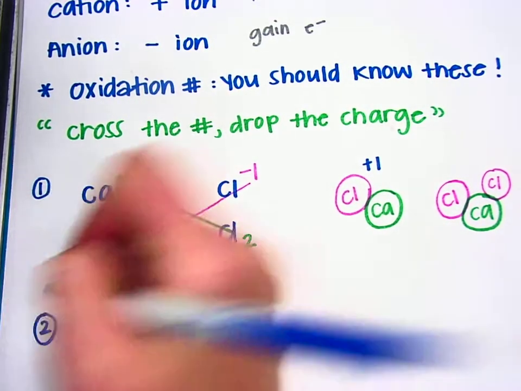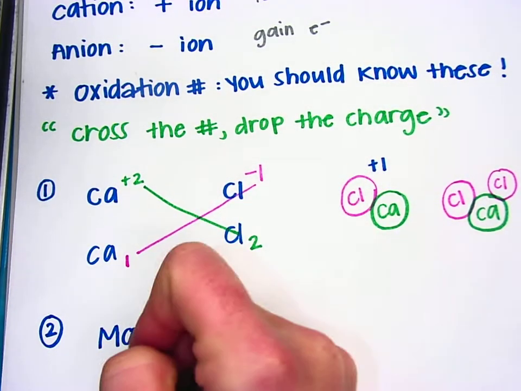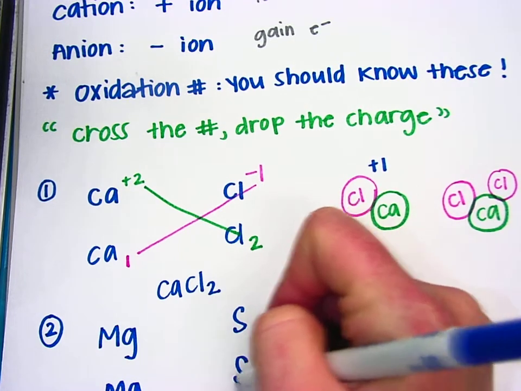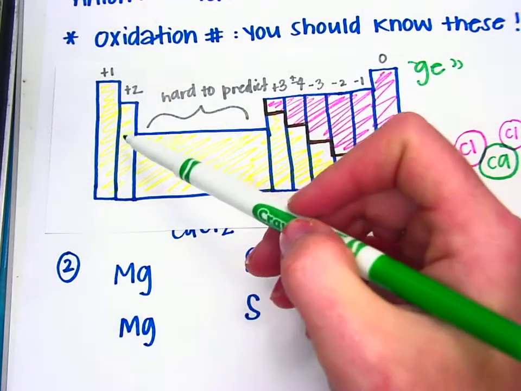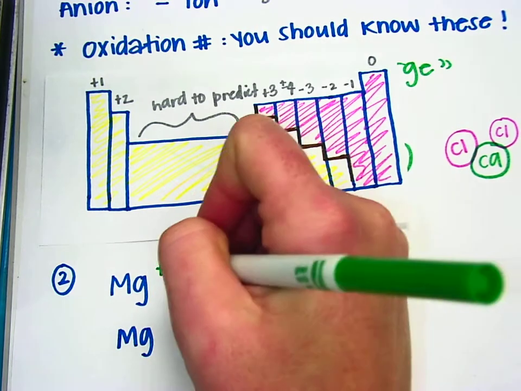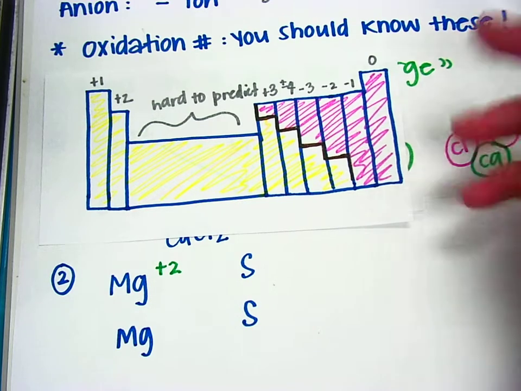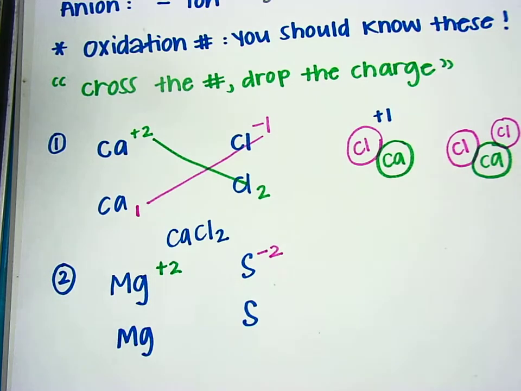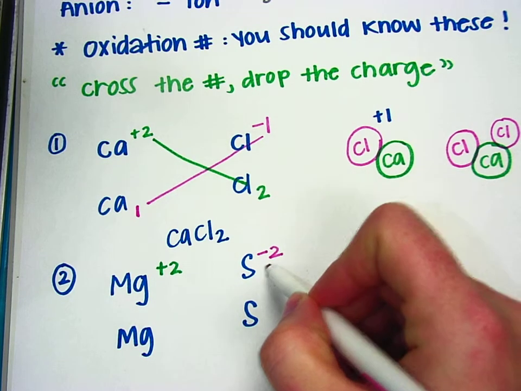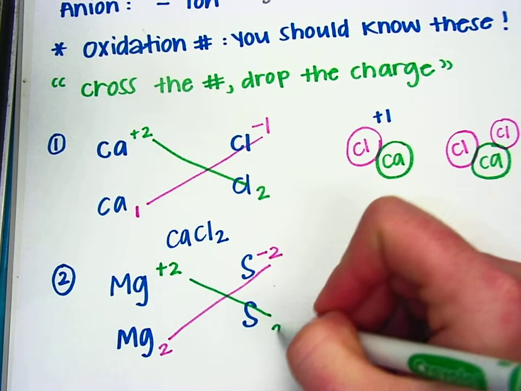The next one we will do is for magnesium and sulfur. So the first thing that you're going to want to figure out is the charges on each of these atoms. Magnesium is in group 2, so its charge is going to be +2. Sulfur is in group 16, so its charge is going to be -2. And then you cross the number and drop the charge. So the 2 will come down here, and this 2 will come down here.